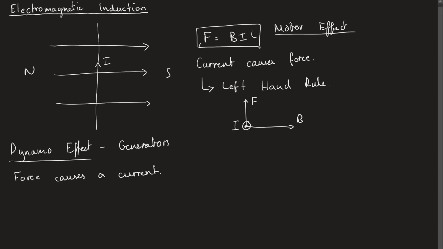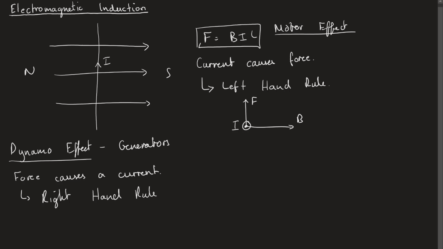However, if I'm now doing the opposite of this, I can no longer use the left-hand rule, I have to use the right-hand rule. Now the right-hand rule is almost identical. You're still going to use your first three fingers. However, now if you were to put out the left-hand rule and try and copy it with the right-hand rule, you'll find that even though the force and the magnetic field lines are in the same direction, the current is now in an opposite direction.